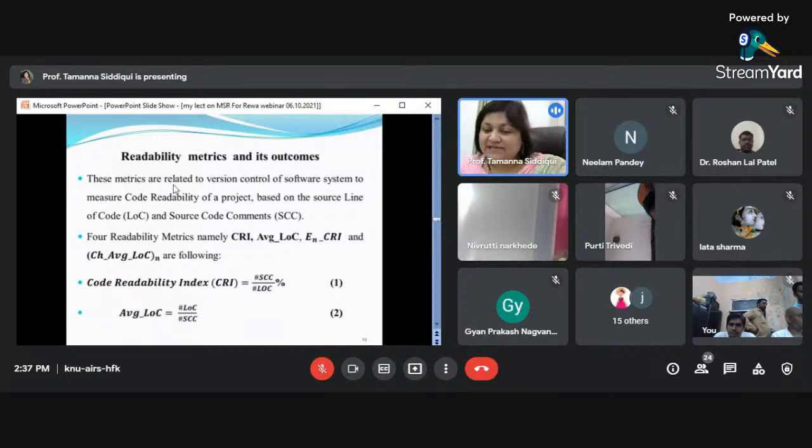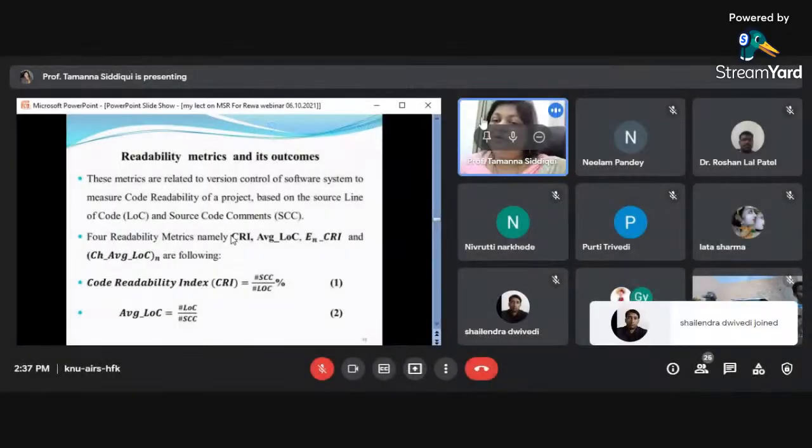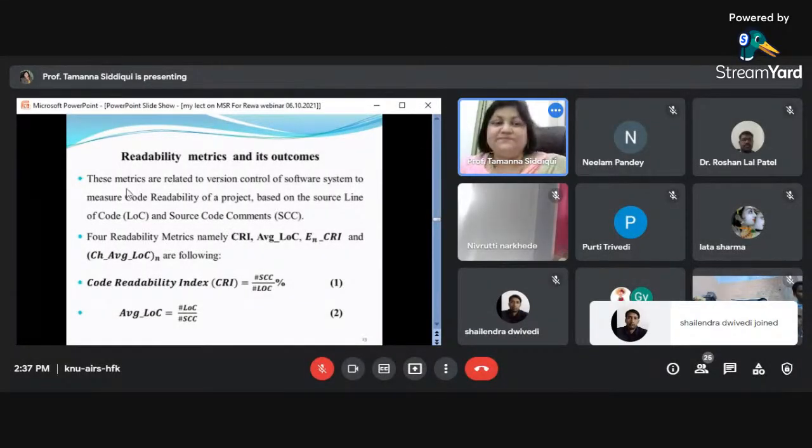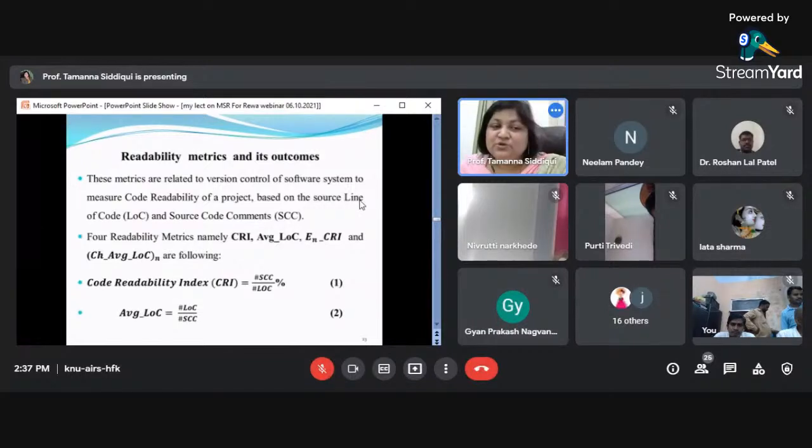That means we need to check whether a particular code base is readable or not. If it is not readable, then we must give some suggestion to make it more readable. It is based on the lines of code and the lines of comments that exist in a code base. So these metrics are related to version control of software systems to measure code readability of a project based on source lines of code and source code comments.